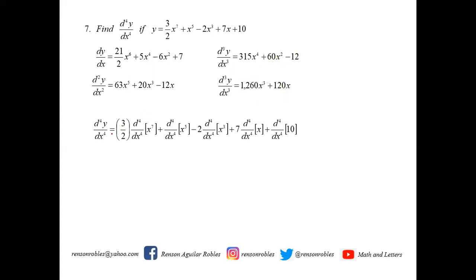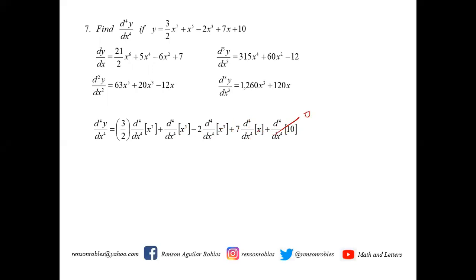So that's the 3 halves times the fourth derivative of x to the 7 in terms of x plus the fourth derivative of x to the 5 in terms of x minus 2 times the fourth derivative of x cubed in terms of x plus 7 times the fourth derivative of x in terms of x plus the fourth derivative of 10. And we know that the fourth derivative of 10 is equal to 0.